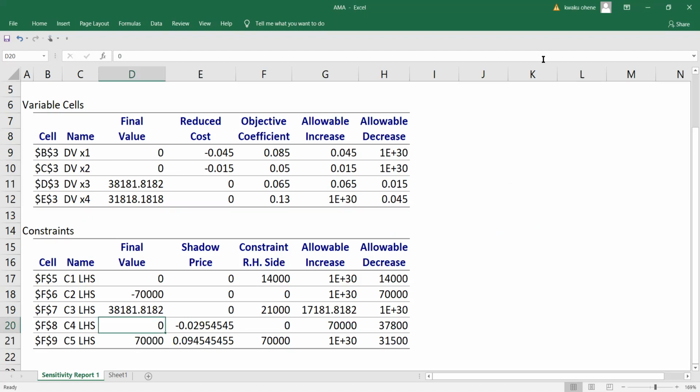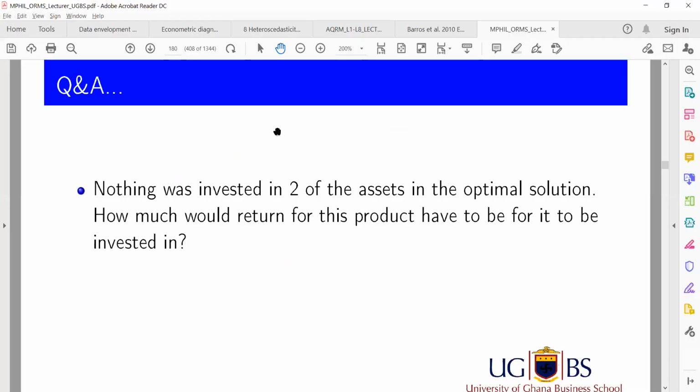It's none of them, exactly. Because the municipal bonds gave us a value of 0, and the certificate of deposit also gave us a value of 0, which shows that we should not invest in them. So the question is, which one should she choose? The answer is none of them, because they yield nothing. This is the solution. Nothing was invested in the two assets in the optimal solution.